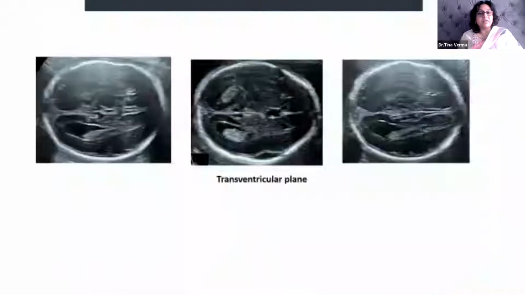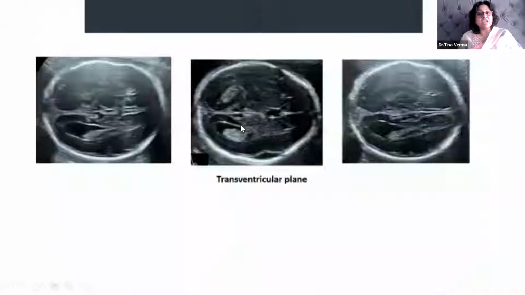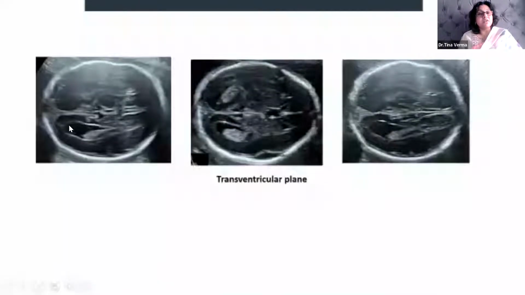Another important thing in transventricular plane, which I referred previously, was the shape of the lateral ventricle. Now here, if you see the shape of the lateral ventricle, it is teardrop in shape. So what is this? Another thing which we have to look here is the cavum septum pellucidum. Are you able to see the cavum septum pellucidum here? No. It means that we are dealing with something with corpus callosum.